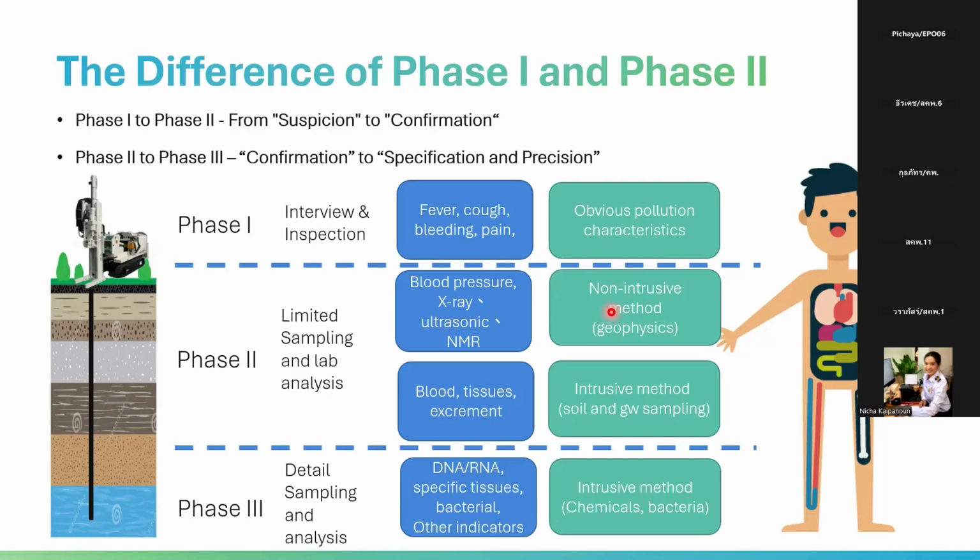So when you go into Phase 2, the site investigation, you go from suspicion to confirmation. You are trying to confirm what the contamination is and what happened at that site. And if you want to do a remediation, you will go to further site investigation to get more detailed, more specific, and more precise information.